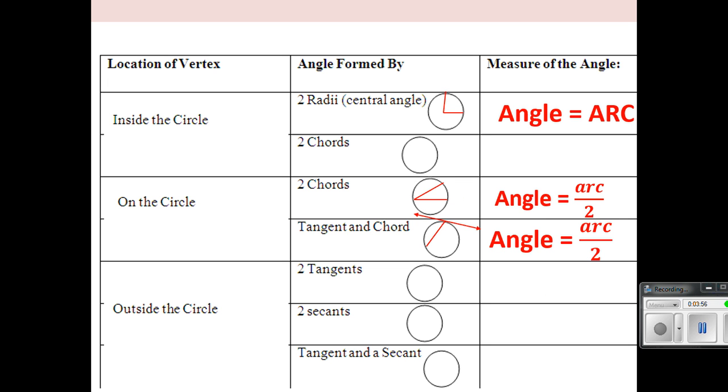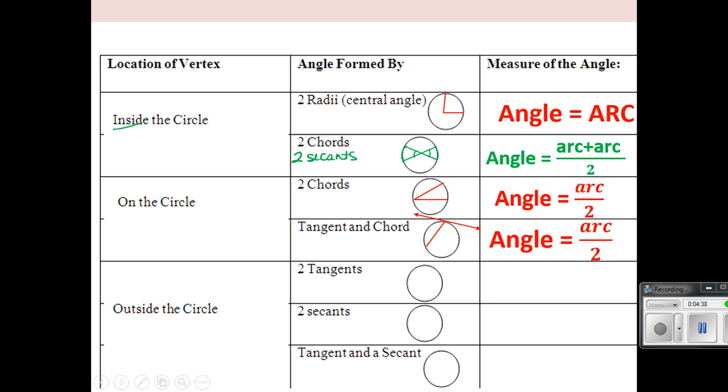I want you to fill out your chart now. If I have two chords and they form an angle inside the circle, not the central angle but any other angle inside the circle, these are not central angles. These angles will be congruent and they will be the arc plus the arc, so this arc plus this arc divided by 2. This could also be two secants. The key is that the angle is inside and it's not a central angle.